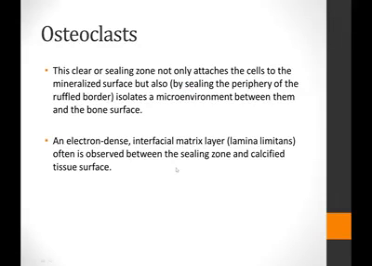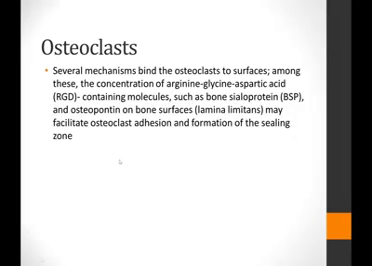And then, as I have mentioned again and again, between the sealing zone and the bone there is an electron dense interfacial matrix layer present called the lamina limitans. Then, once the osteoclast has bound itself with the help of the sealing zone to the bone surface, the ruffled border is facing the bone that has to resorb.